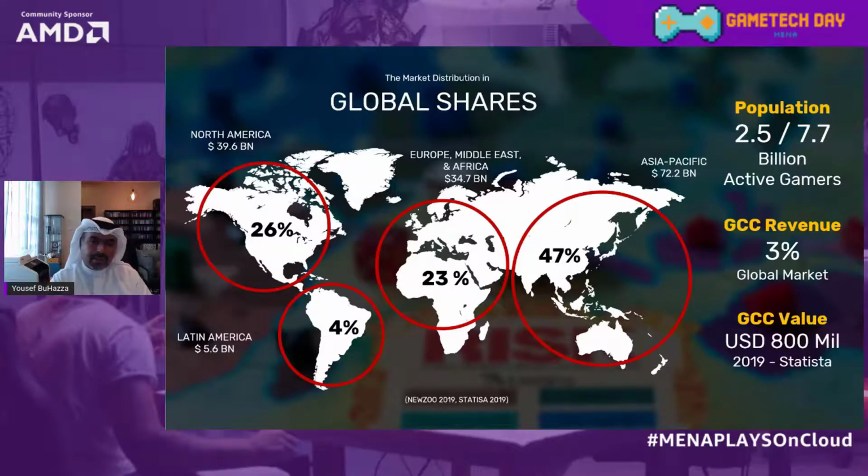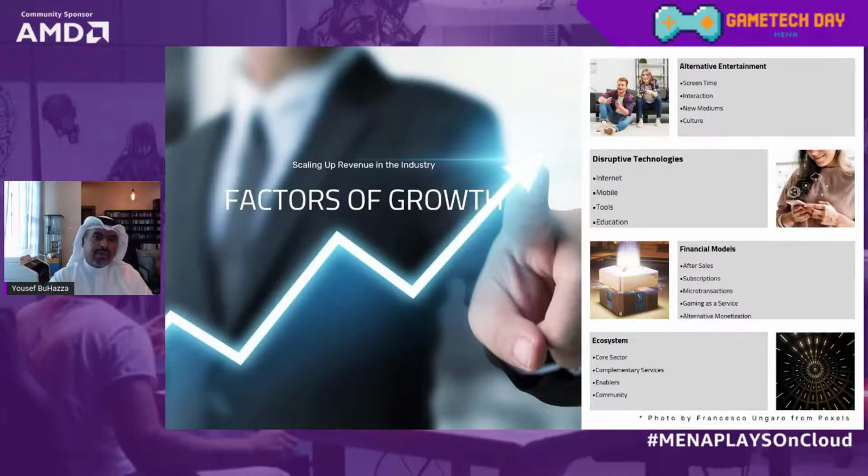Japan alone is catching around 11 billion dollars annually from the games industry. Now, what were the factors of that growth? People wanted alternative entertainment options, and you've also got the introduction of disruptive technologies, the invention of innovative financial models in games, and the growth of the ecosystem that helped enable the growth of that sector.